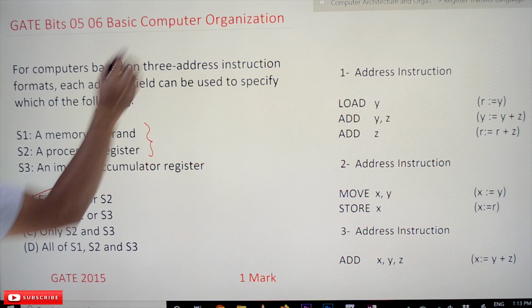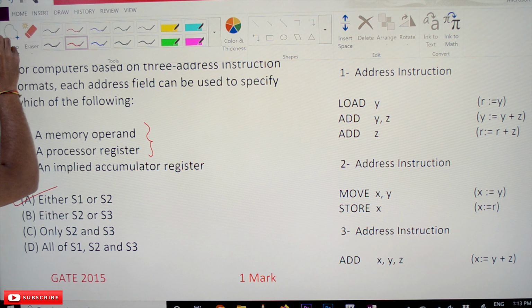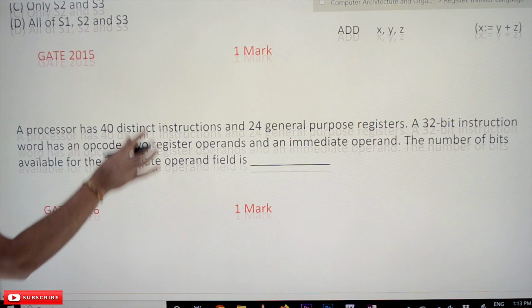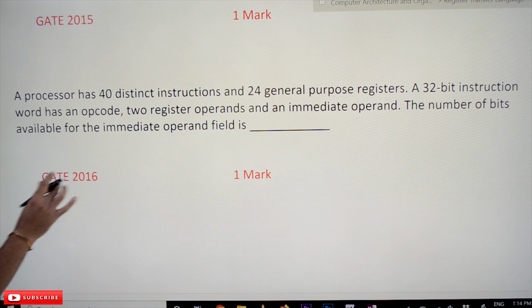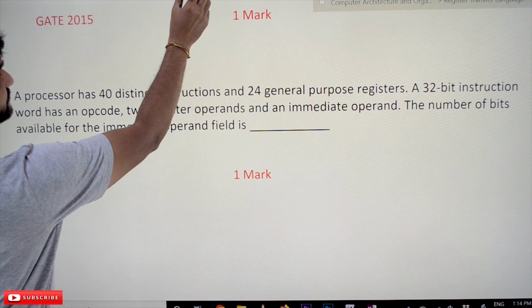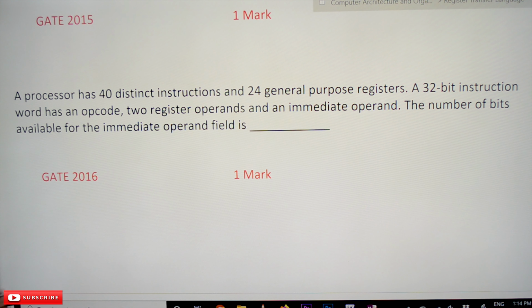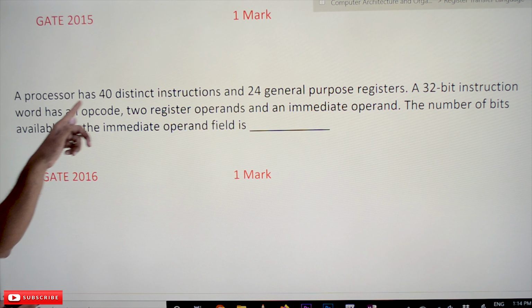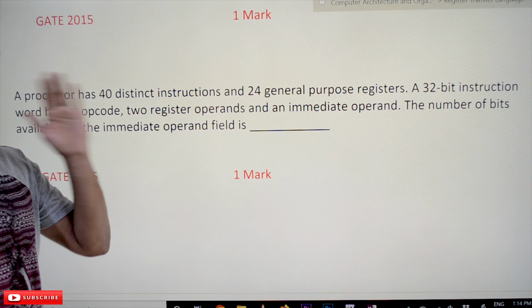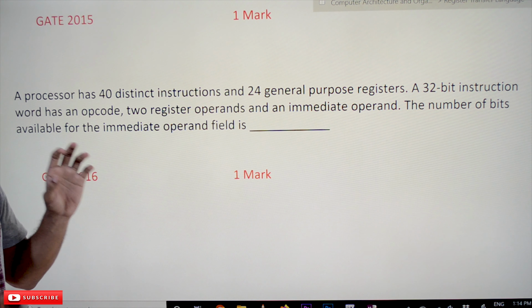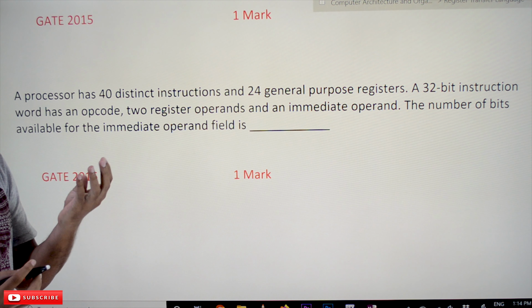Okay, now coming to the next bit. This bit was asked in GATE 2006 and it was asked for 1 mark. The question is, the processor has 40 distinct instructions. Try to understand this question. We are going to solve this very slowly.